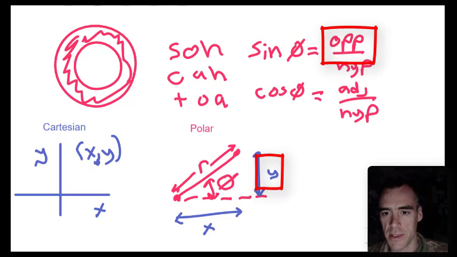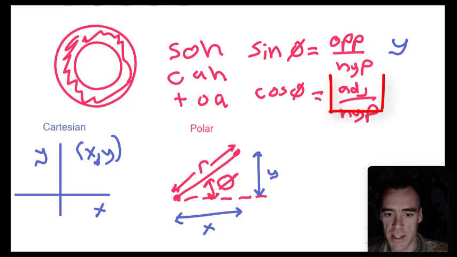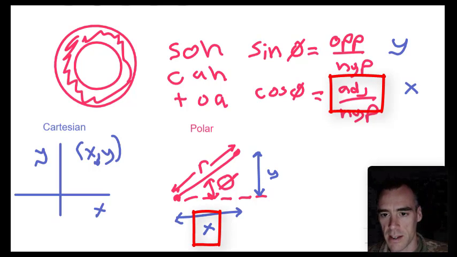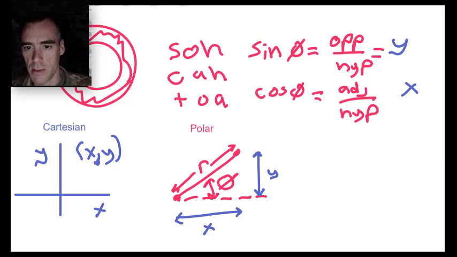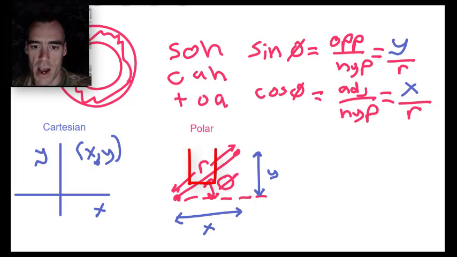And we know this opposite here is the value that's opposite of this angle in our triangle. So that opposite value, the way we set it up here, is going to be y. And the adjacent value, the way we set it up here, is going to be x. So this is going to be equal to y over r, and this is equal to x over r, where of course r is our hypotenuse value here.